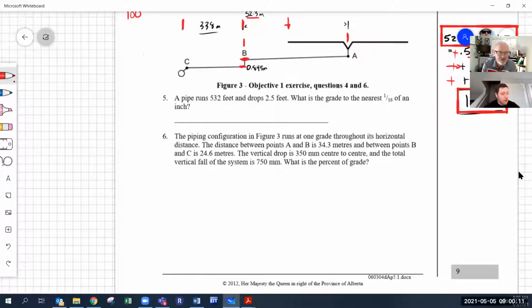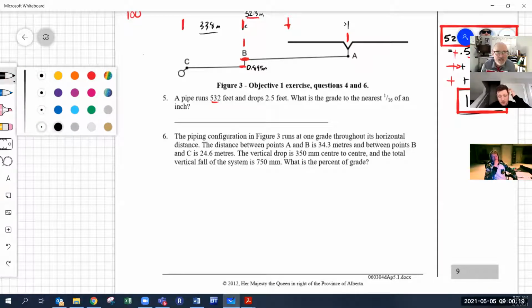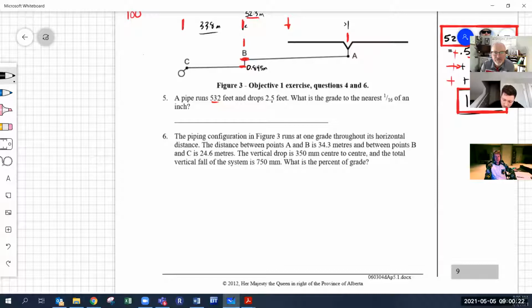Well, let's start with number 5 here. We have a pipe that runs 532 feet. That is our run, and it drops 2.5 feet. We want to know the grade to the nearest 1/16 of an inch. Our formula triangle says take your drop, 2.5 feet, and divide it by your run, which is 532 feet, and that should equal my grade.